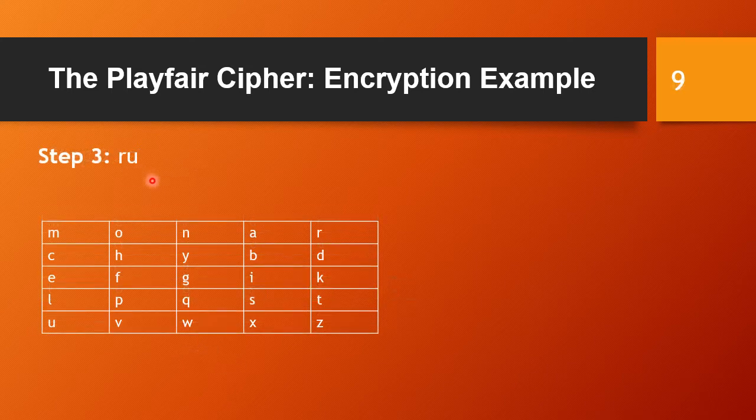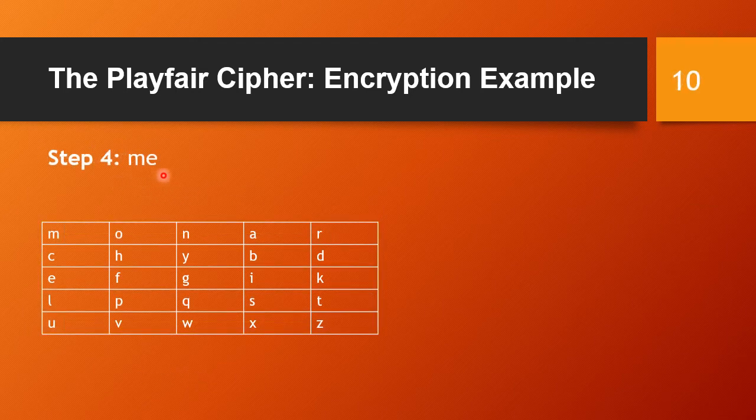As for the third pair of our message, we can notice that a rectangular shape is formed. So the letters R and U are substituted by those that are on the other side of the rectangle. So R becomes M and U becomes Z. So the pair RU becomes MZ.